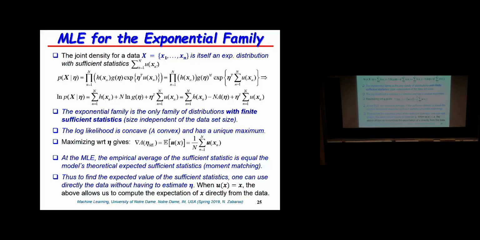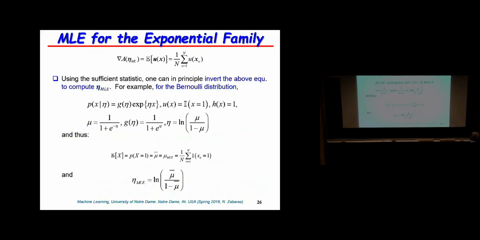So at the MLE point, okay, so this is computed at the MLE, the exact expectation is equal to the empirical mean of the sufficient statistics. So effectively, you don't really have to compute eta at the MLE to compute this moment. What you do is, given the data, you compute this, and then you're done. I gave you an example of this for the Bernoulli distribution, but more or less you got the meaning of this.